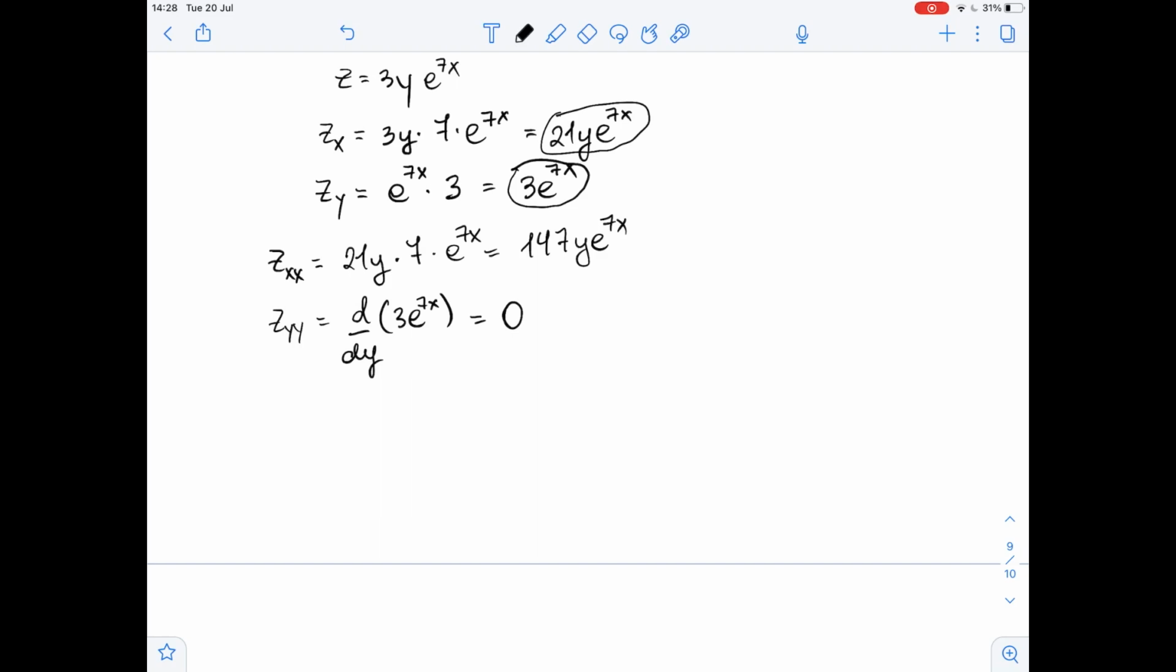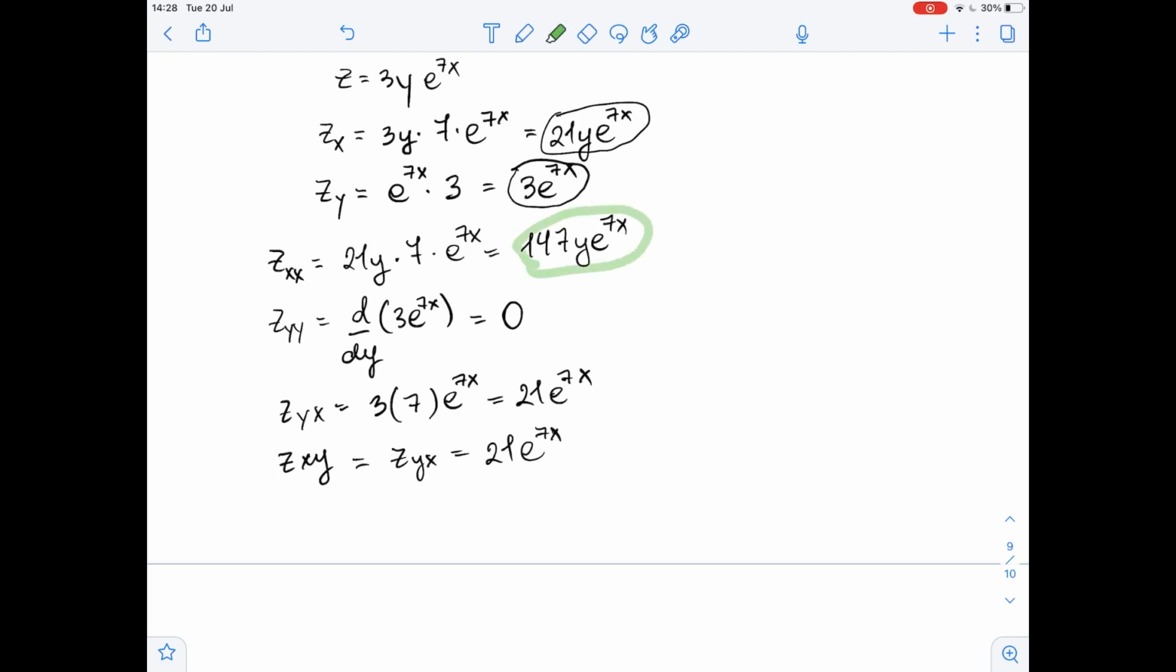Well, now let's find zyx. It equals 3 times 7 times e to the power of 7x, so it's 21 times e to the power of 7x. And we know that zxy equals zyx, and it also equals 21 times e to the power of 7x. So we have found all 4 second order partial derivatives of the given function.